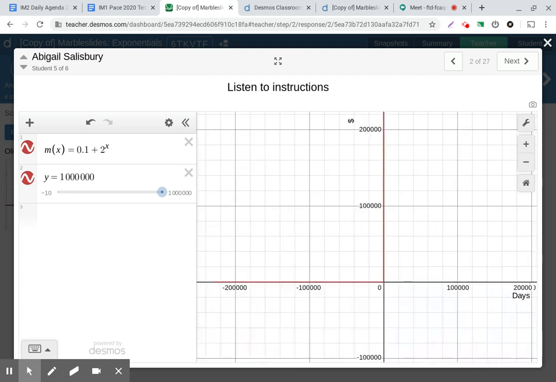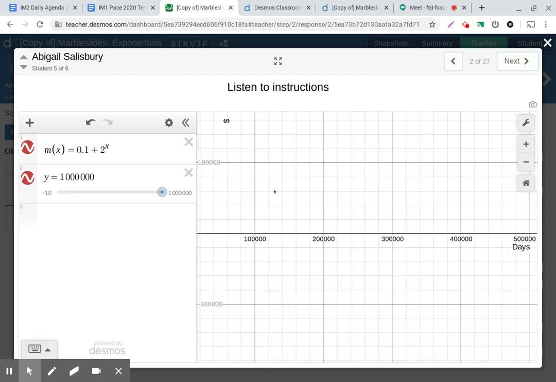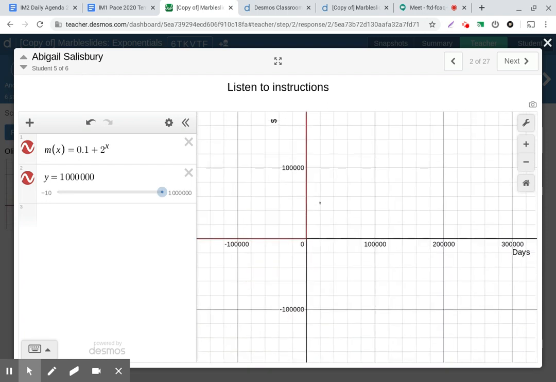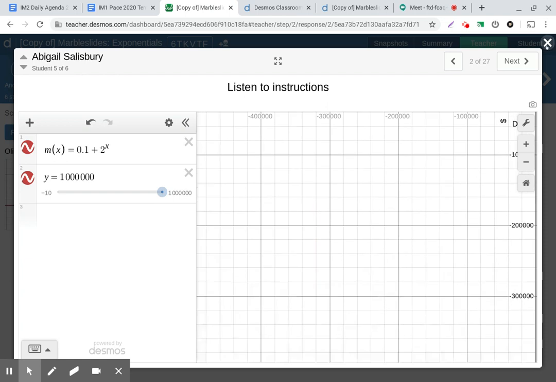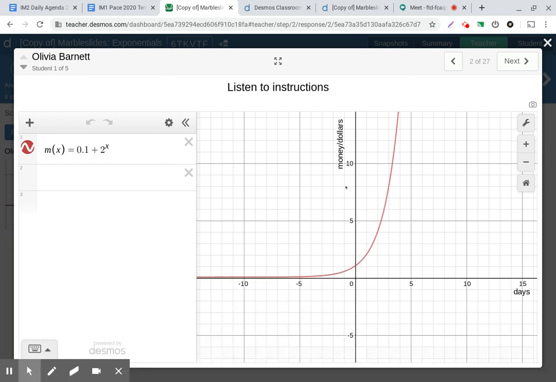Wait, hold on. Abby, you put 0.1 instead of... Oh, that's 10 cents. Yeah. Good catch. So put 0.01. That was 10 cents. 0.01. Let me get out. All right. Good job. And Olivia, go ahead and put a penny too. We got 10 cents on that one.